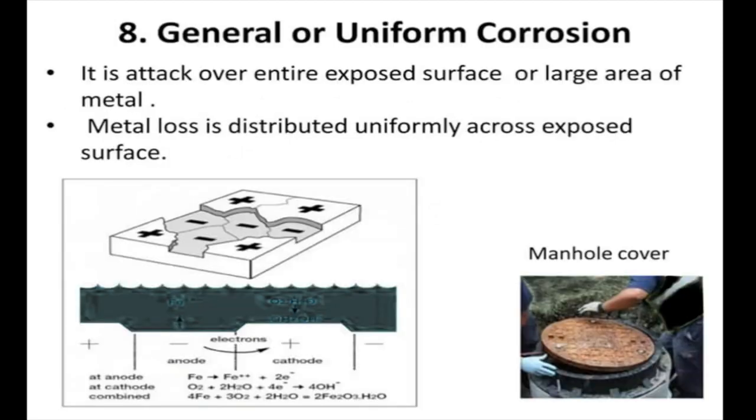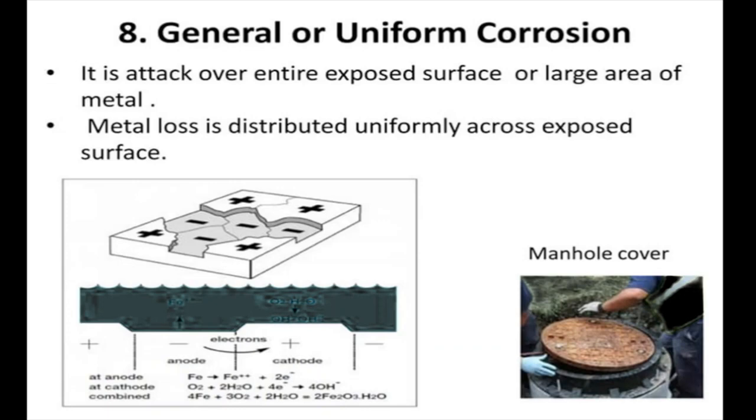The eighth type of corrosion is called general or uniform corrosion. So over here in the figure, you can see that on a single material layer there are high elevations and low elevations. The high elevations are marked with a plus sign, and the low elevations are marked with a negative sign. The negative regions will act as anode, and the highly elevated sites will act as cathode.